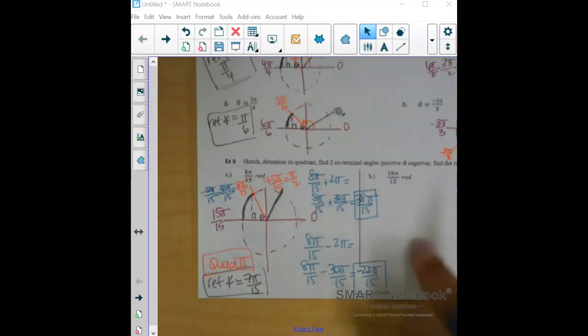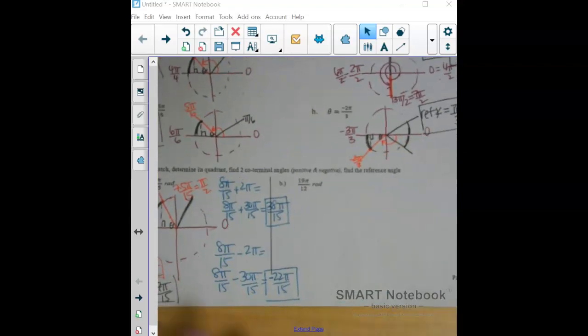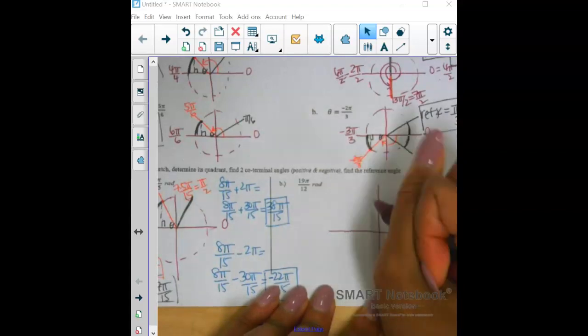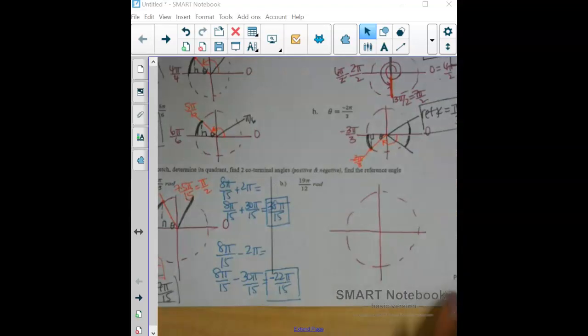So right now, do number B, or letter B. I'm going to give you guys 3 minutes. Do letter B in its entirety. Graph it out. Give me the angles. I would probably do this in pencil in case you mess up. Just saying. I'm not solving anything. I'm just graphing out what you should be doing. Graph out your unit circle and plot where 19 pi over 12 is.